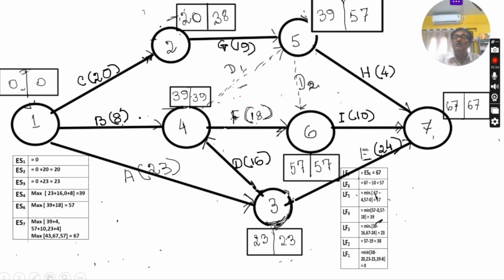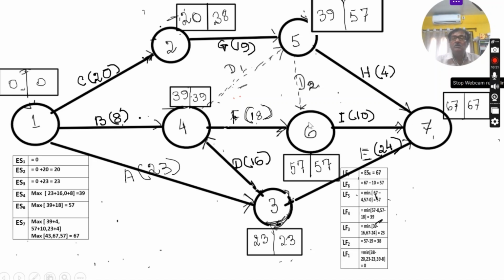Now, latest finish time. You have to start now in the reverse direction. From the last node, you have to start, and slowly move to the beginning one. So how much time will it take? This will be 7, that is the maximum time. You have already computed it. So the latest finish time for this node S7 is 67. Here I have written the latest finish time for this is 67.